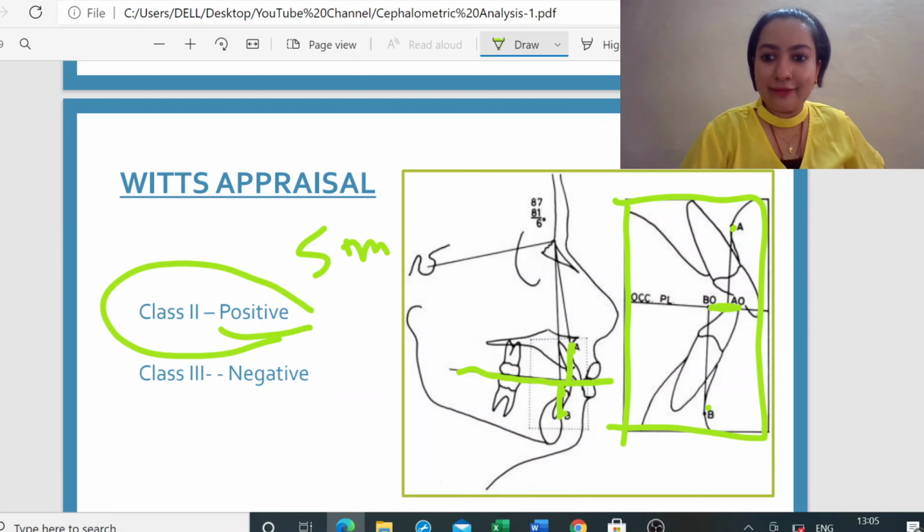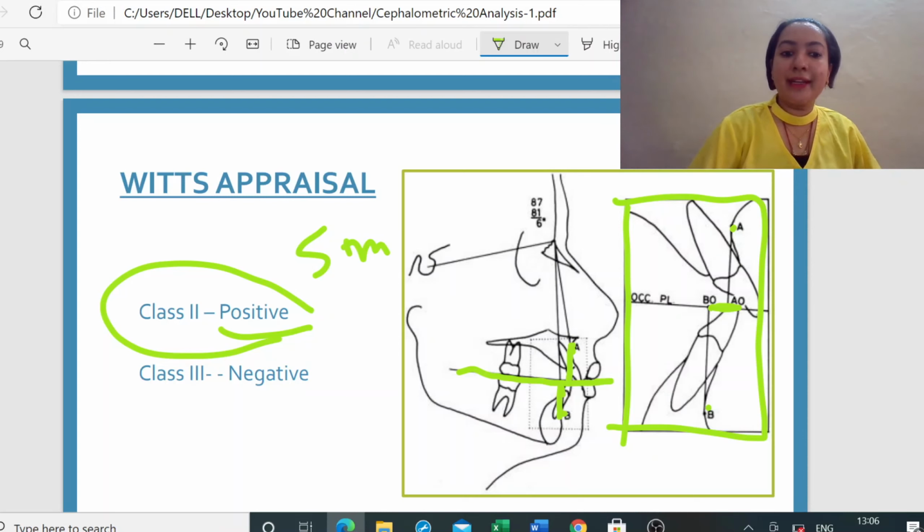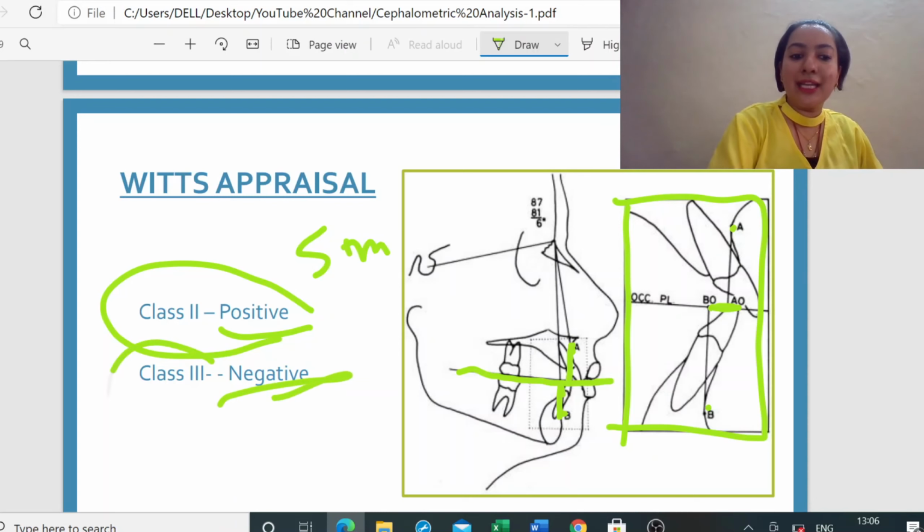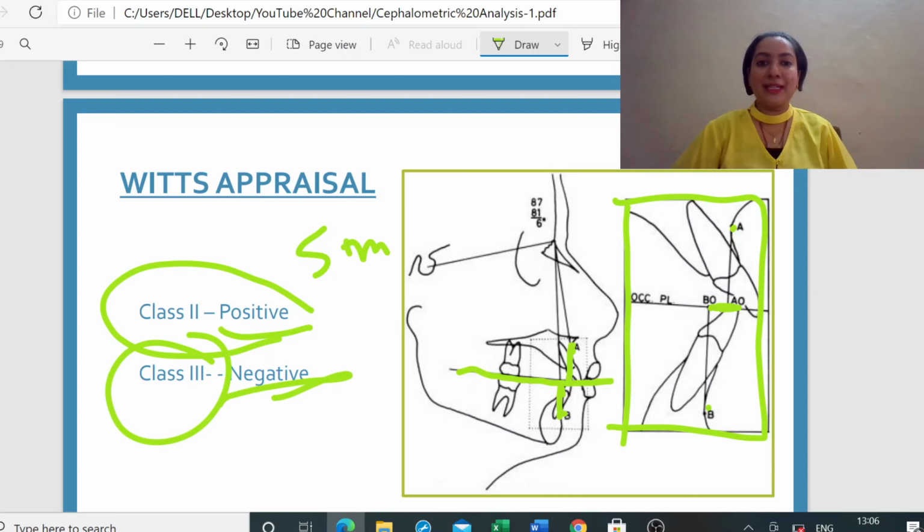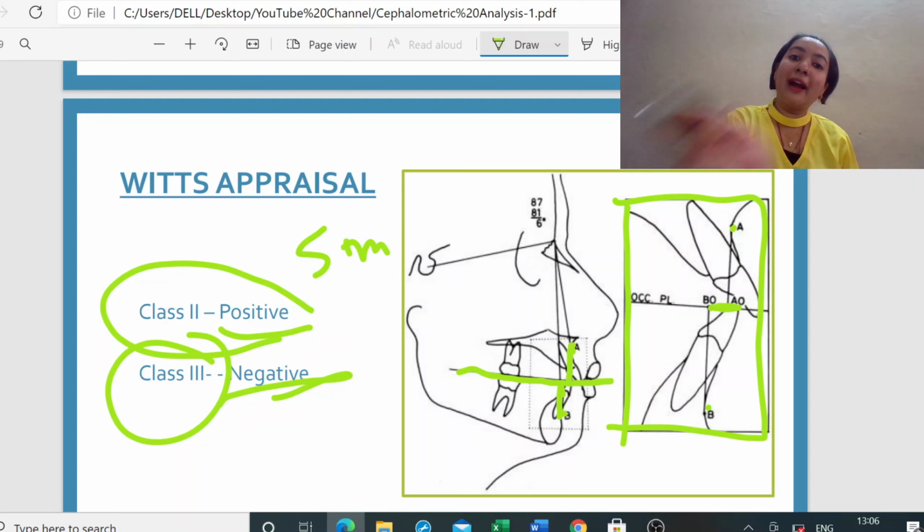In case it is negative, when and how can it become negative? If my AO shifts behind and my BO moves ahead, it means my upper incisor is behind my lower incisor, and the value which you'll get will be negative. So that indicates my class 3 pattern. Why? Because in class 3 pattern, my mandible is ahead of the maxilla. So obviously my lower incisors would be ahead of the upper incisors. My AO will move behind BO. So in such cases, the values obtained will be negative. That is indicative of class 3.